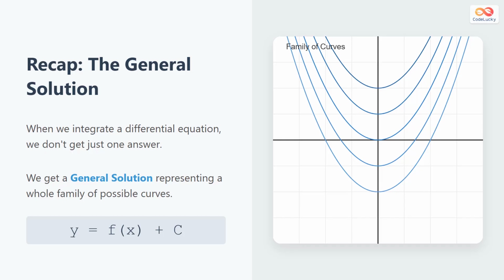First, let's quickly review. When you solve a differential equation by integrating, you don't just get one answer. You get what we call a general solution. Geometrically, this represents a whole family of curves, as shown in the graph on the right. All these curves satisfy the derivative relationship.